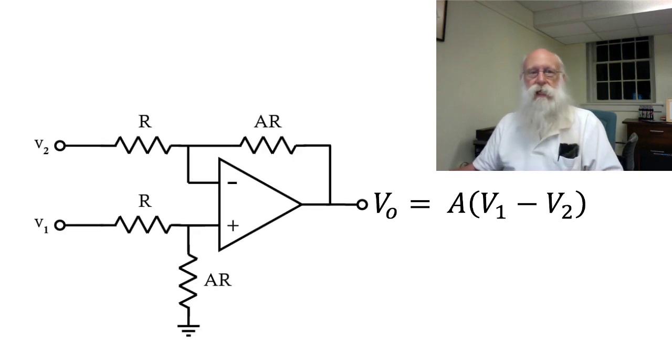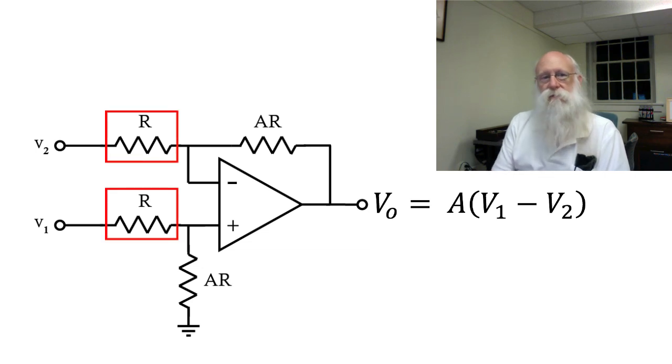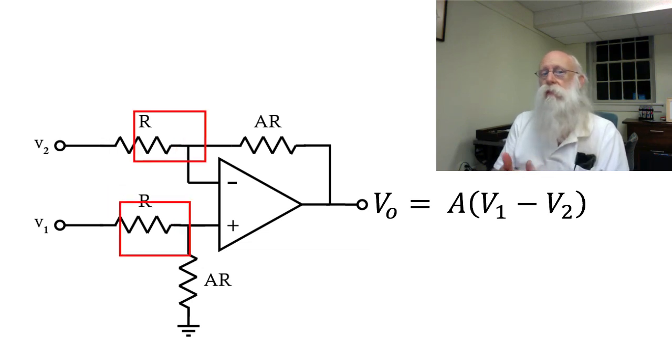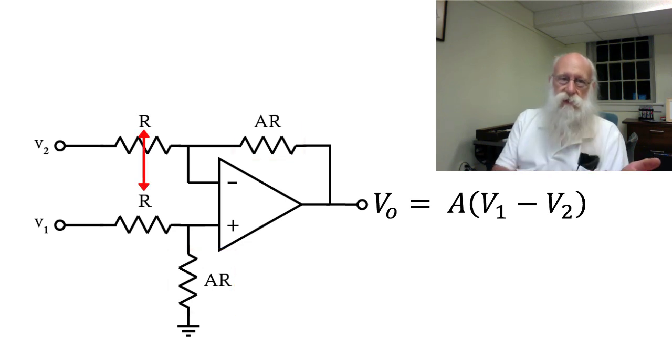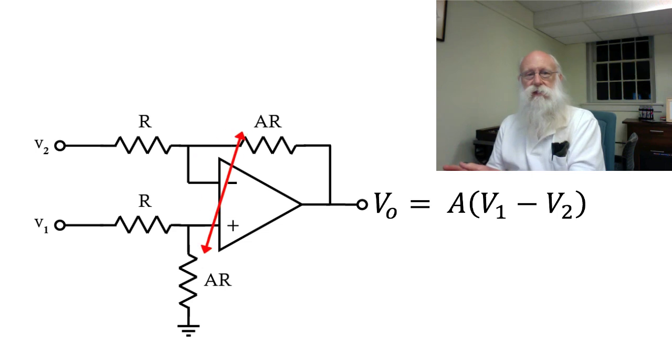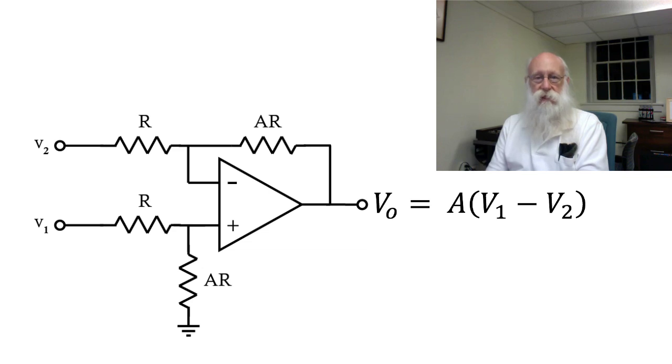This one is pretty easy, and if you simply make the two input resistors some value R, and you make the other two resistors some factor A times R, so that you've got two equal resistors on the inputs and the other two resistors are equal as well, some factor A times R, then the output, V out, is gain factor A times (V1 minus V2).